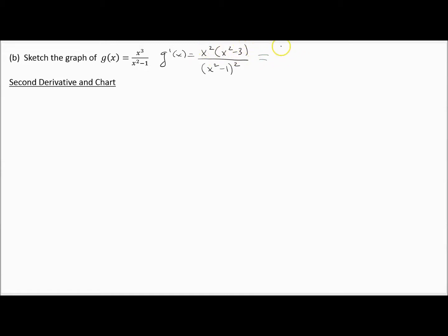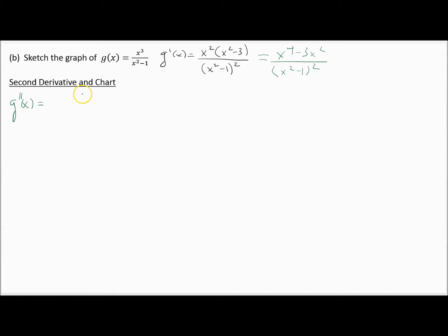You may want to, and I can't tell you if this is going to be better or not, but you could distribute the x squared inside, and that will give you x to the 4th minus 3x squared over x squared minus 1 squared. And that may be easier to take the second derivative. Let's try it that way. Okay? So g double prime of x.